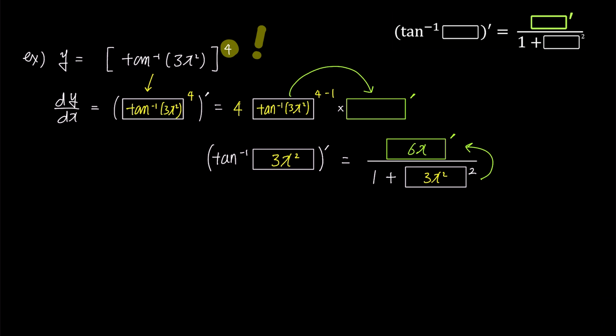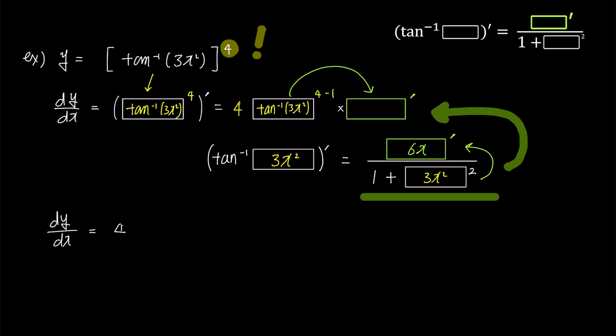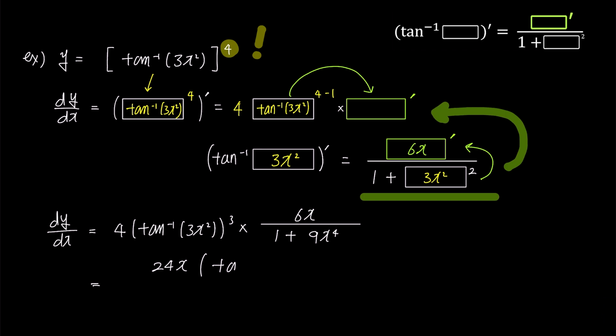Now, by substituting the derived result of inverse tangent of 3x squared into the green box prime, we obtain the final answer. Hence, dy by dx becomes 4 inverse tangent of 3x squared to the power of 3 times 6x over 1 plus 9x to the power of 4. And when simplified as a single fraction, the answer is 24x times inverse tangent 3x squared to the power of 3 over 1 plus 9x to the power of 4.